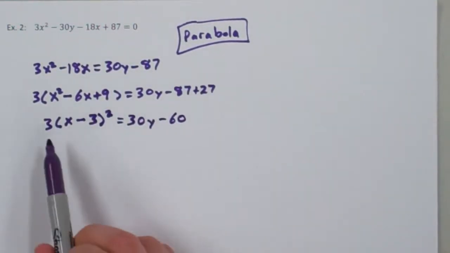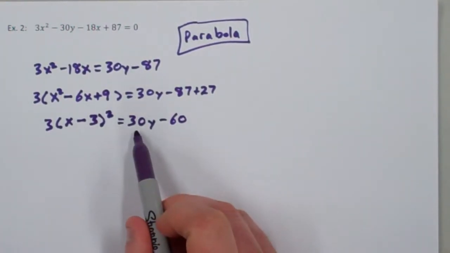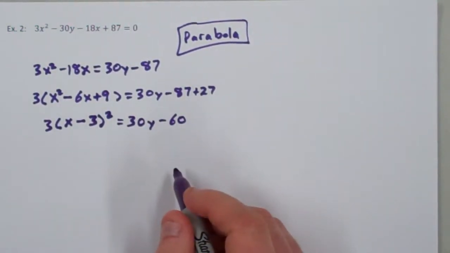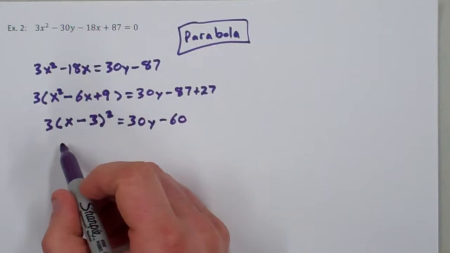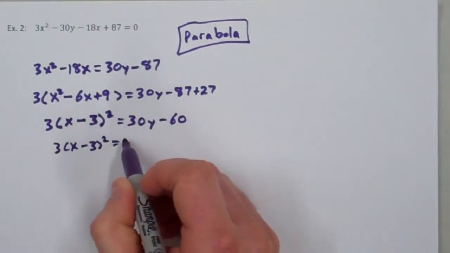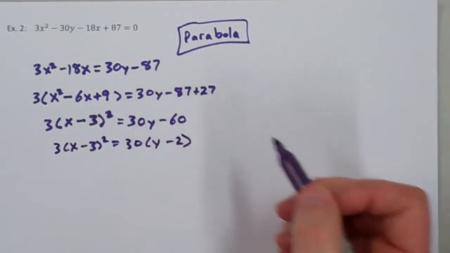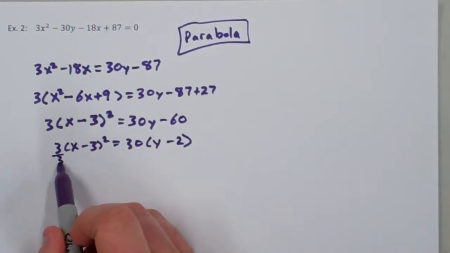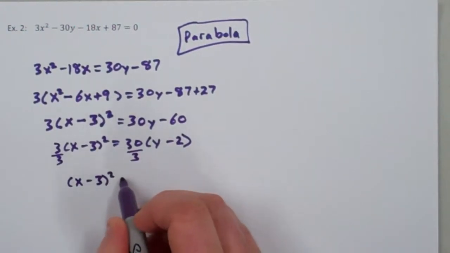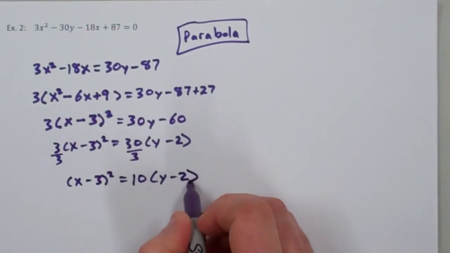A couple things to do here. One thing we need to do is get rid of this 3. We'll have to divide by 3, and we're also going to have to factor a 30 out of this one. It doesn't matter really which one you do first. So just for grins, we will pull that 30 out, and that's going to be y minus 2 inside the parentheses, and now we can divide by 3. So you've got x minus 3 quantity squared is equal to 10 times y minus 2.